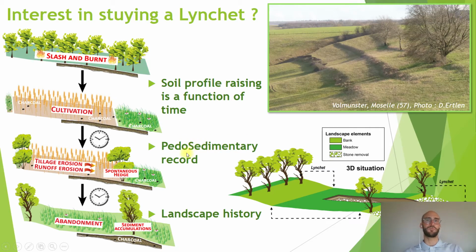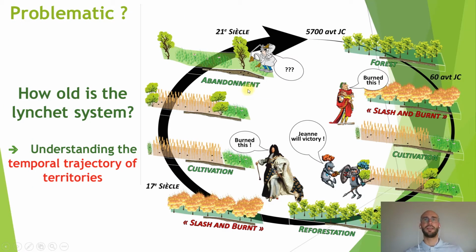Maybe you understand the problem of this study: it is to date the lynchet system, because as you can see on this picture, it's not an isolated lynchet, but there are several lynchets which constitute a parcel system. As you can see on the slide, we want to know when territories are cultivated or under forest. As you can see on this picture, it's like a cycle.